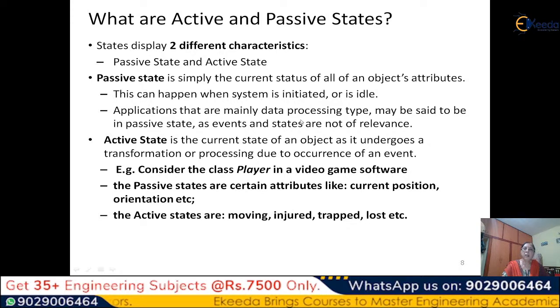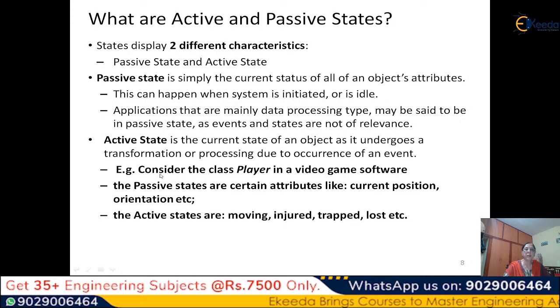And certain other applications will not require active states. They will always remain in passive state. They might be data processing type of programs where events and states are not relevant. So in that case, most of the objects or the classes will always remain in a passive state. But active state is the current state of an object as it undergoes a transformation. If a particular class is undergoing a state change as a result of a particular signal, external stimuli or an event, then we will come to the active state.